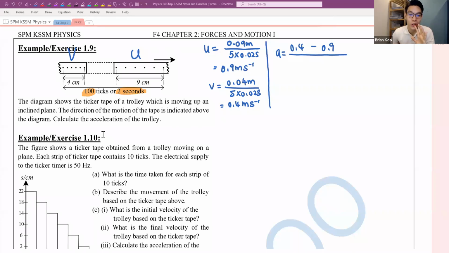Let me break it to you. Do you remember that? This one actually tests your understanding. You can even say that this is slightly killer for the acceleration part. Do you remember that I always mention the front part you need to cut into half, the back part you need to cut into half? So my question to you is, is the U the velocity of 0.9 meter per second here?